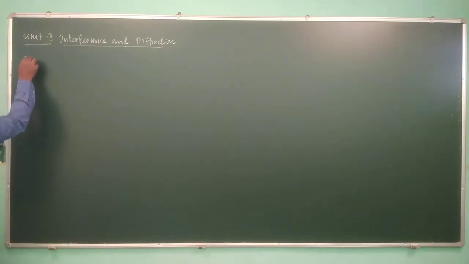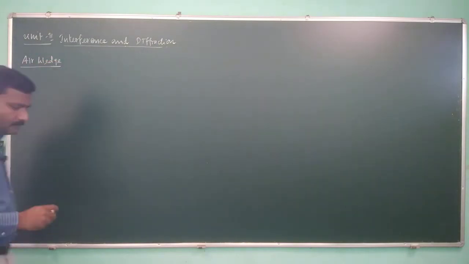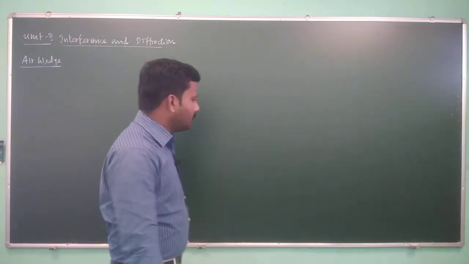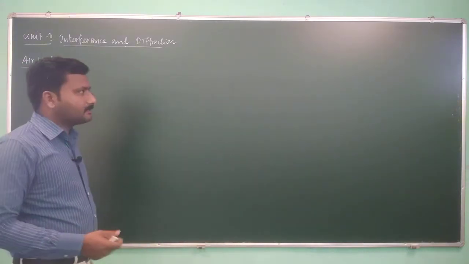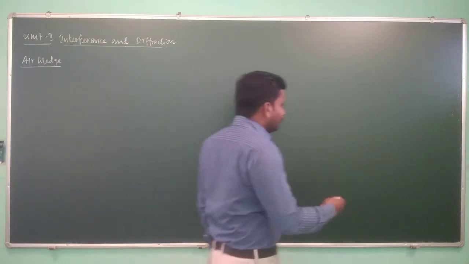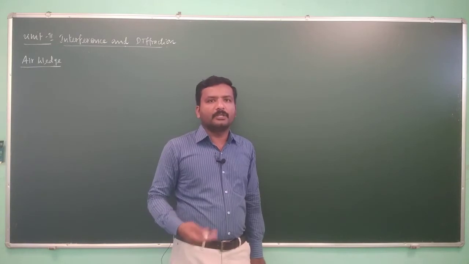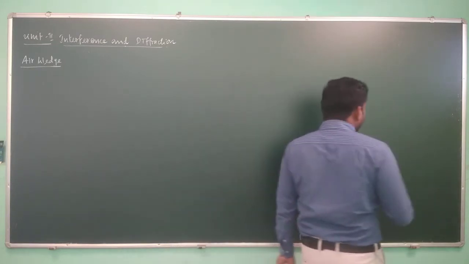Air wedge. What does it mean? What is actually a wedge? A wedge is used when you are stopping a moving object, for example, a rolling object like a wood.